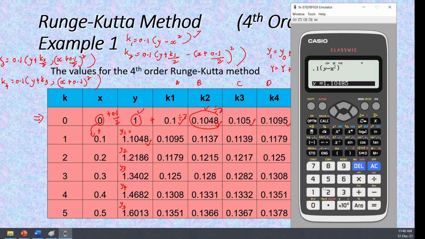When K equals 1, y is actually 1.1048. Because I already keep everything there, you may use this y. Go down. x is 0.1, already have. Then you can equal. So you get K1 as 0.1095.